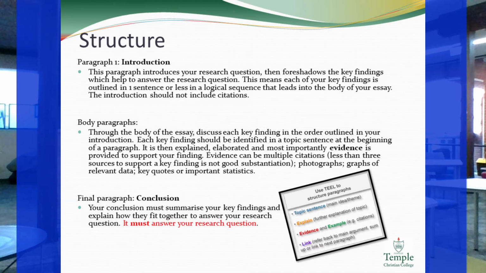First up is the introduction. It introduces your research question. Then the body paragraphs, looking at key finding 1, key finding 2, key finding 3, and then your conclusion. It must summarize your key findings and explain how they fit together. This joins it all together, and it must answer your question. I recommend you use TEAL for structure of paragraphs. If you're not familiar with that, please do some homework and speak to me about that.